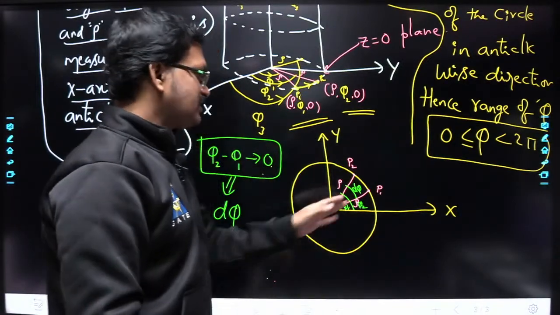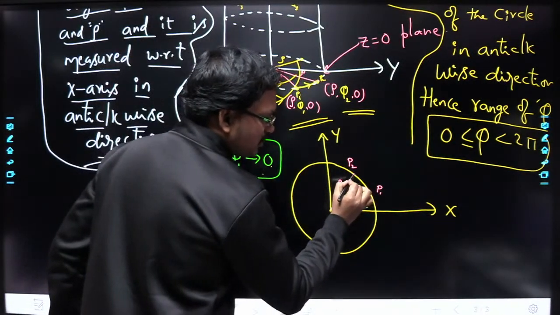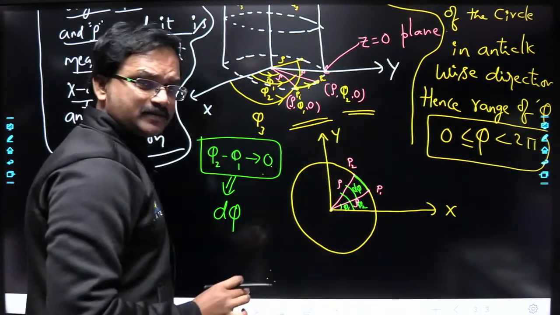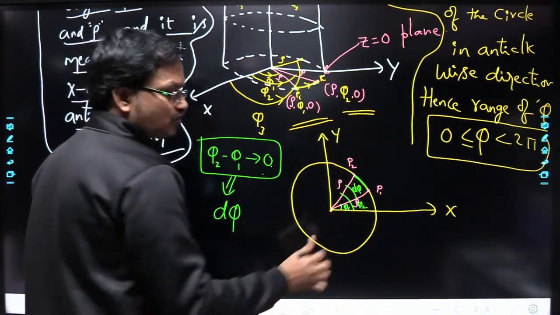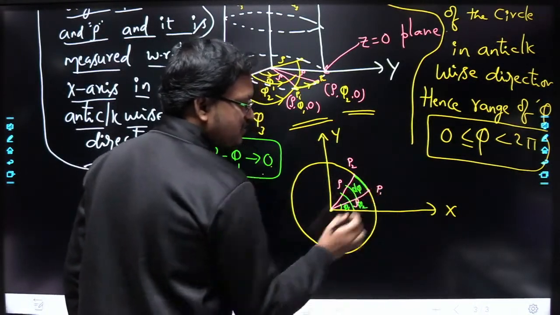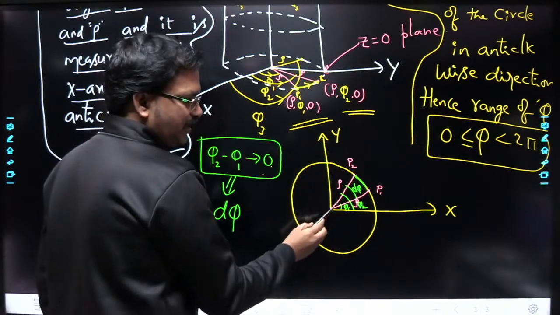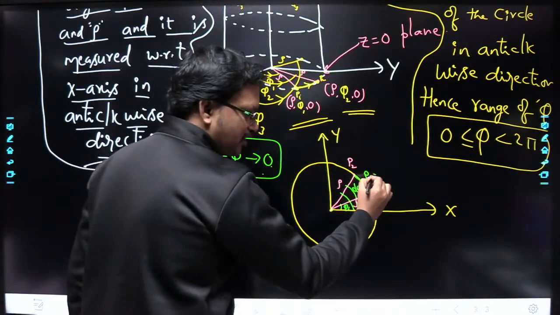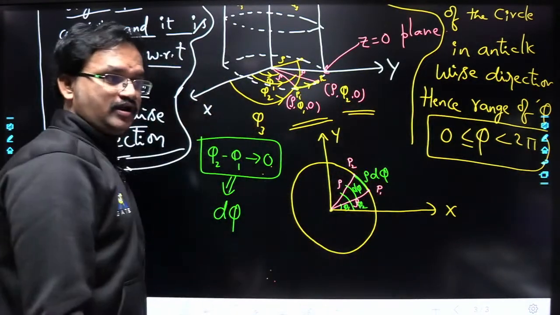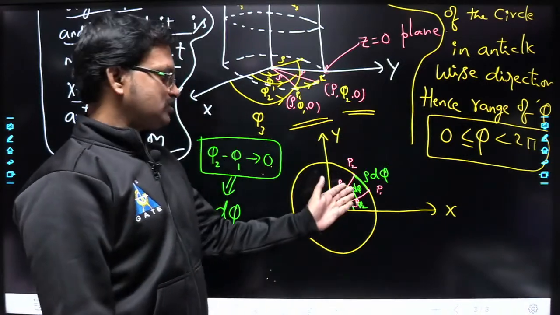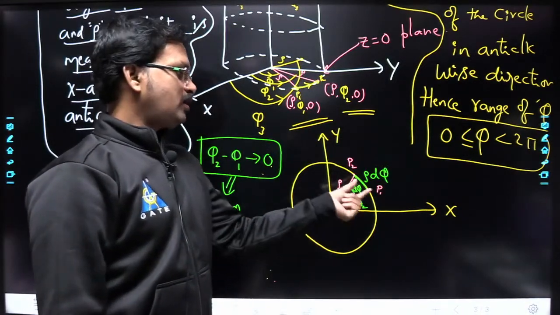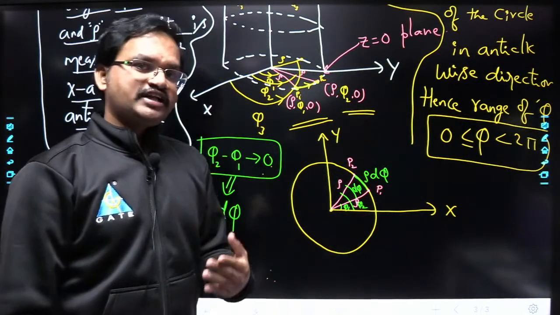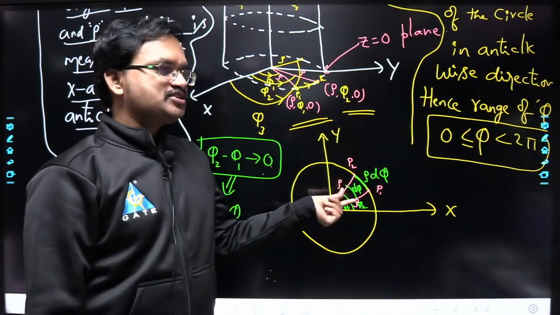Understood? So what is the differential arc length here? This is circle, its radius is rho, and this angle is d phi. So this differential arc length is nothing but rho d phi. I hope you know this. So rho d phi will give you the differential arc length. Now you have to determine the direction of this small differential arc.